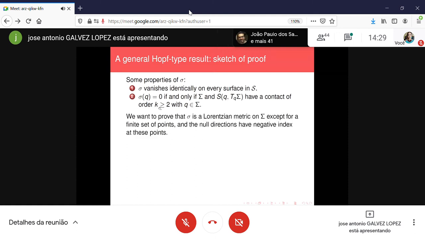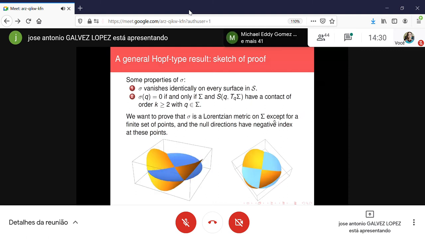Okay, the idea is to show that the tensor sigma only vanishes at a finite number of points, and the tensor sigma is a Lorentzian metric out of these points. We will have that sigma vanishes at a certain set of points. It will be finite. And in the rest, sigma is a Lorentzian metric. Observe that sigma vanishes when k is 2 or bigger than 2. When sigma does not vanish, this is the case when k is equal to 1.